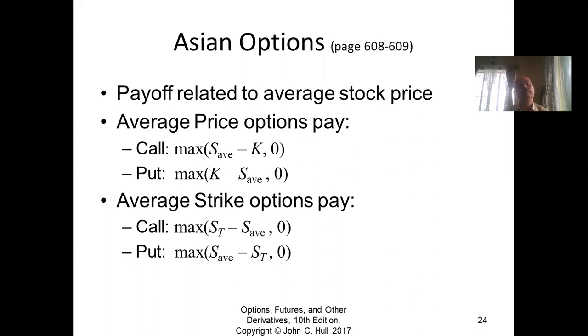Another important class of options are Asian options. Asian options are also history dependent. They depend on the whole stock price history during the lifetime of the option. In particular, they look at the average stock price during the lifetime. So the payoff for this kind of option, for a call, will be the maximum of the average stock price minus K and 0, and for the put it is the reverse. So instead of looking at the stock price at the end date, it looks at the average of the whole history.